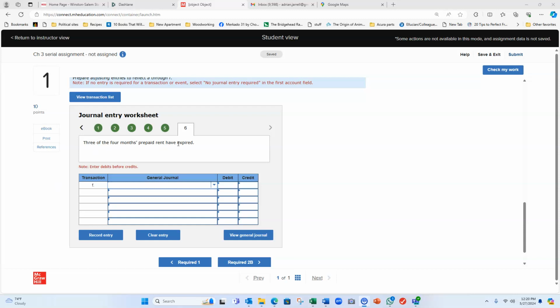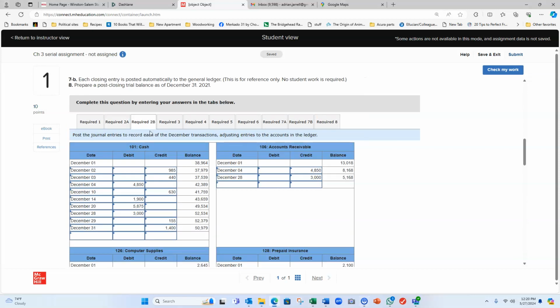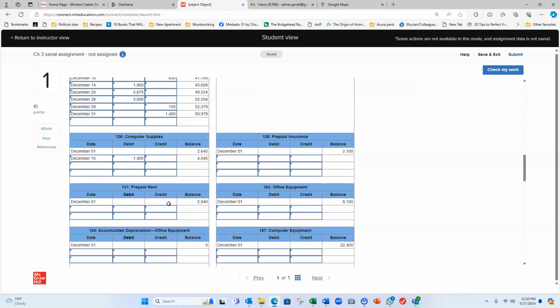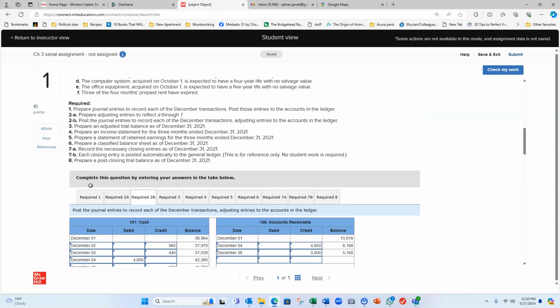3 of the 4 months of prepaid rent have expired. So if we go to our ledger, we see prepaid rent has a balance of $2,940. 2,940 divided by 4 gives you the monthly amount, times 3 gives me the total. So $2,940 divided by 4 is $735 worth of rent expense every month. And since we're recording 3 months of that, that total is $2,205.